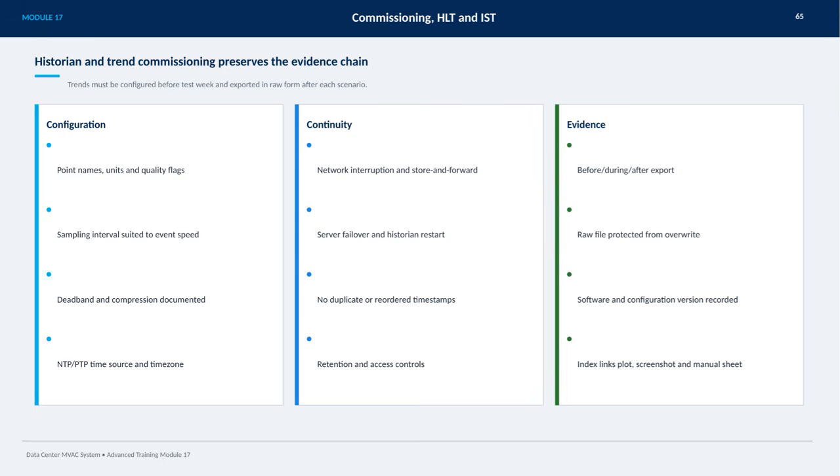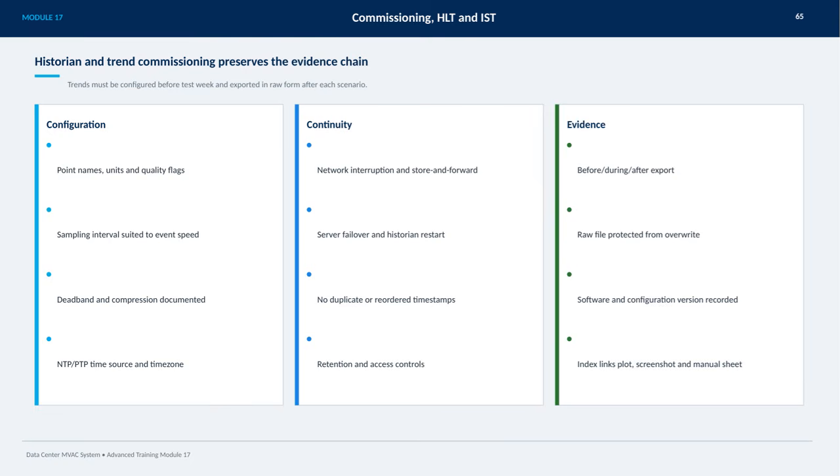When configuring the historian, pay close attention to point names, units, and quality flags to ensure consistency. The sampling interval should match the speed of the events being monitored, and any deadband or compression settings must be thoroughly documented. Synchronizing time using NTP or PTP sources and the correct time zone is key to avoiding discrepancies.